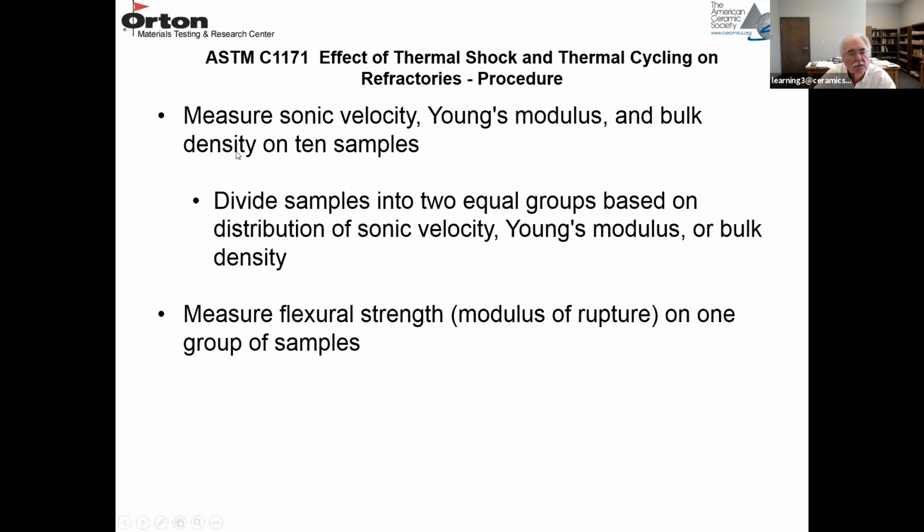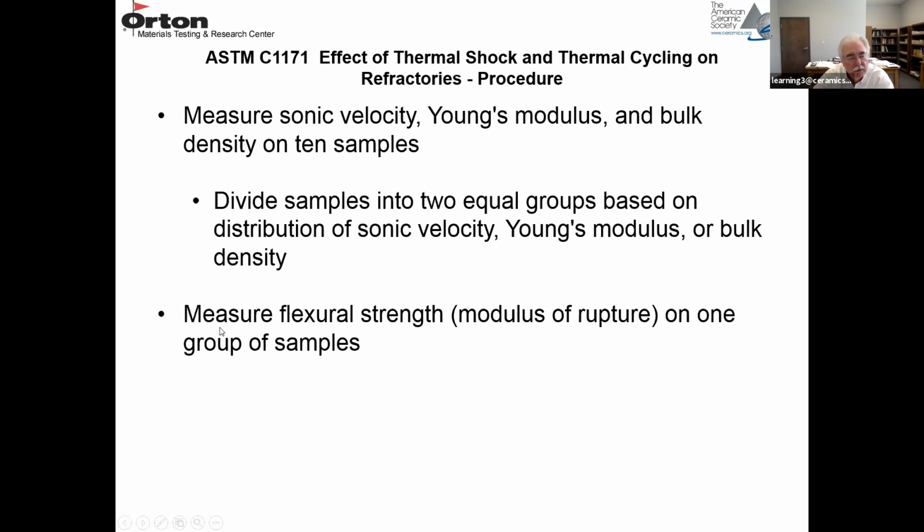So what you do is you measure the sonic velocity, Young's modulus, and bulk density on a group of 10 samples. And you divide those samples into 2 equal groups based on sonic velocity, Young's modulus, or bulk density. So you take one of these test methods and rank them from lowest to highest, and then you take every other one and divide it into 2 groups.